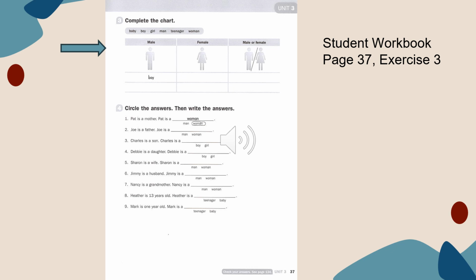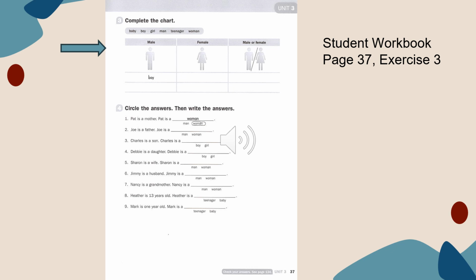Now turn to your student workbook. We're in the workbook now. Page 37, and up at the top of the page we're going to do exercise 3. And notice we have 1, 2, 3, 4, 5, 6 words to choose from. Baby, boy, girl, man, teenager, woman.